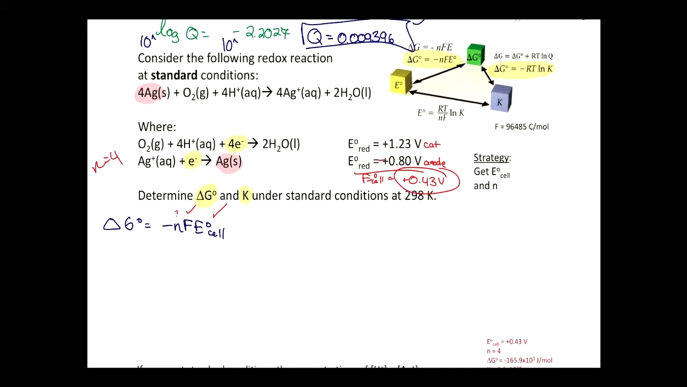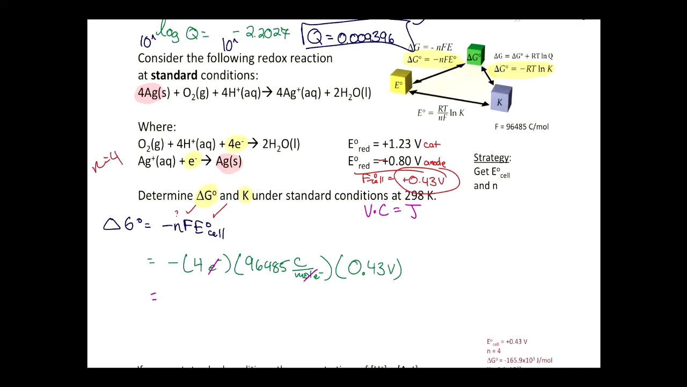All right, so we have all the numbers we need. So delta G is negative 4 electrons, Faraday's constant 96485 coulombs per mole of electrons times the cell potential we just calculated, a positive 0.43 volts. All right, so what we'll see here is that the electrons cancel, and just trust me that a volt times a coulomb equals a joule.